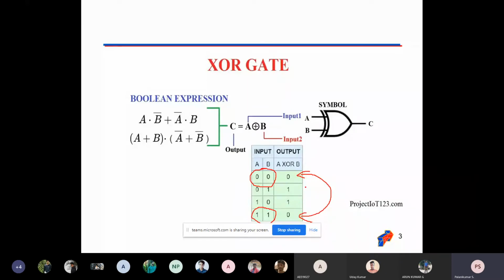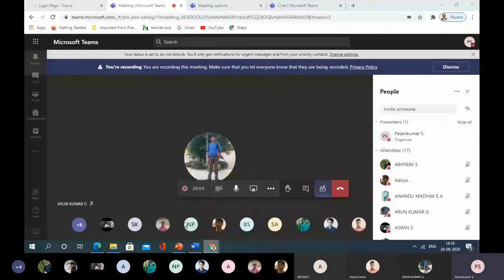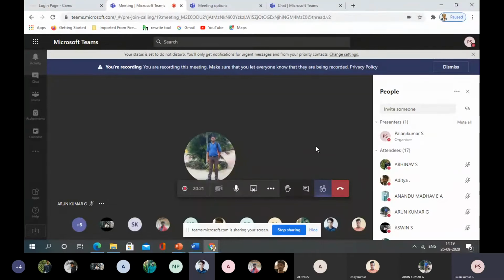So any clarification in this? First, I want to know that. Any clarification? This concept of staircase wiring, how we are mapping that concept to logic gates. Any problem in understanding? No, sir.